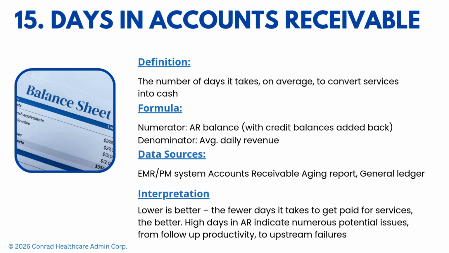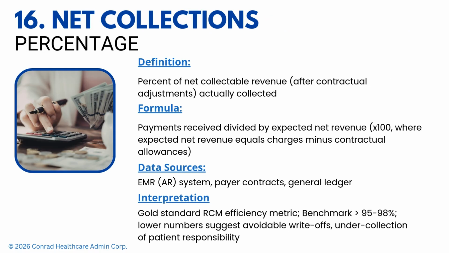When we are interpreting the days in accounts receivable, lower is better because that means that it takes fewer days to get paid for the services you provide. So fewer days is better. A high days in AR can indicate numerous potential issues from follow-up productivity to upstream failures that are making it difficult to collect. Number 16, net collections percentage.